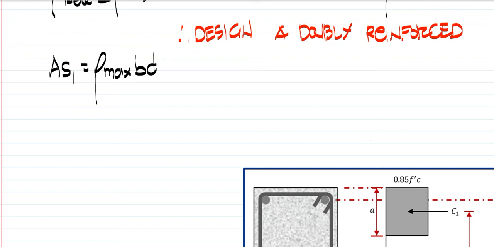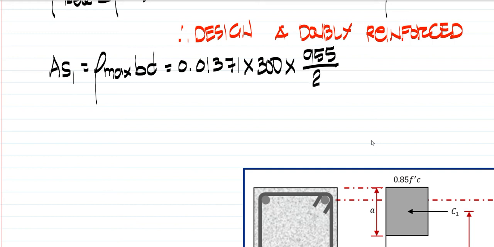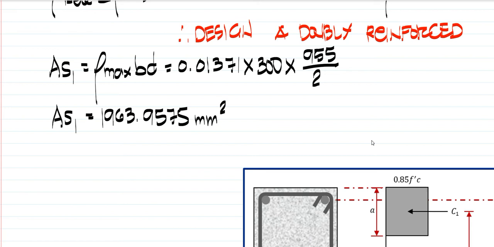So, substituting the value of rho max, so that will be 0.01371 times 300 times 955 over 2. So, calculating that one, we could get As sub 1 equivalent to 1963.9575. So, this is in mm squared.